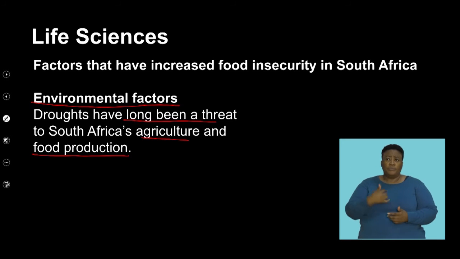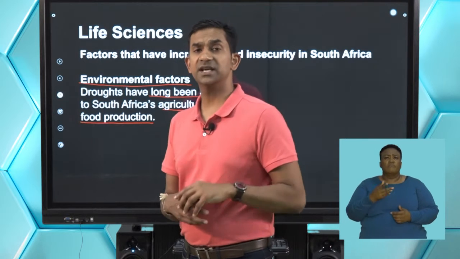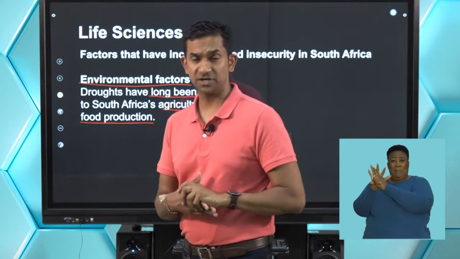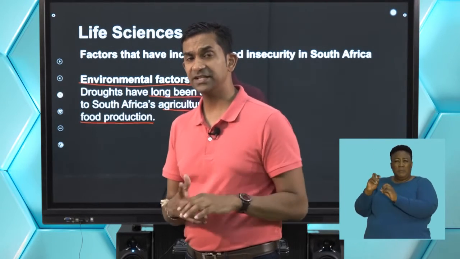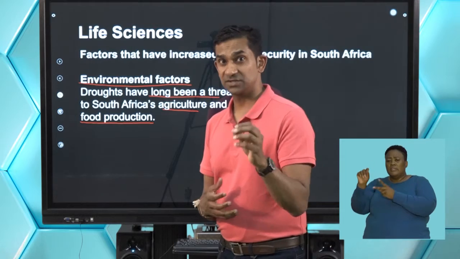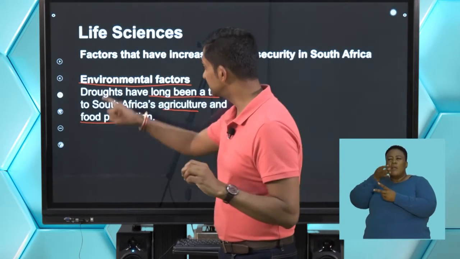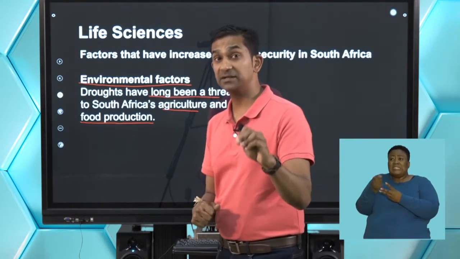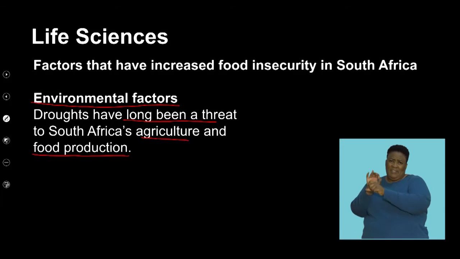And we know that if we look at the Free State and the impact that drought has had, it has severely affected the production of wheat, sunflower, and maize. And so this is significant in us trying to understand the impact that environmental factors have had.